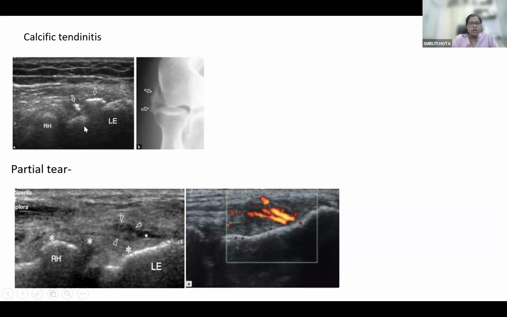How does calcific tendinitis look? You see, these are the white hyperechoic things. This is a calcific tendinitis of the common extensor tendon. See how this calcification looks under C-arm guidance, and on X-ray it looks like this. And this is a partial tear; you see, this is a big tear. This area looks black, and when you put color Doppler, it will take color.